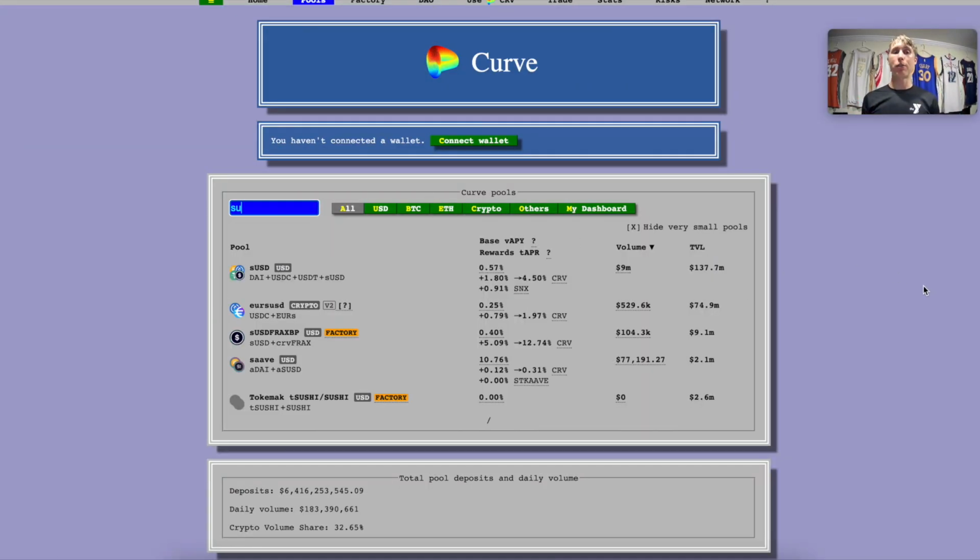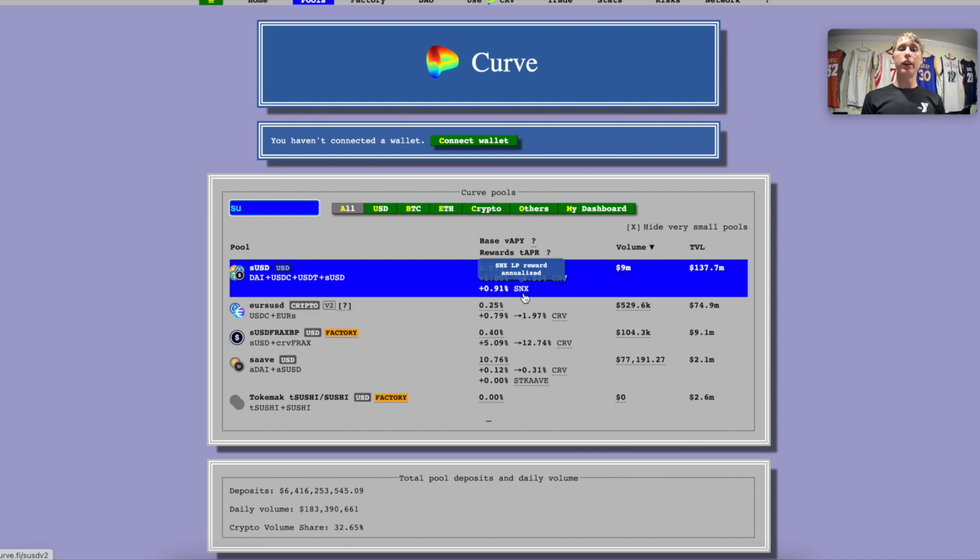In fact, they have several different pools you can use for your sUSD, as well as some other synthetic assets. In particular, as you can see here, you can lend out your sUSD on the ETH main pool. This is also on Optimism as well, but the sUSD pool is paying around 5%. This is including SNX rewards, swap fees, as well as Curve fees.